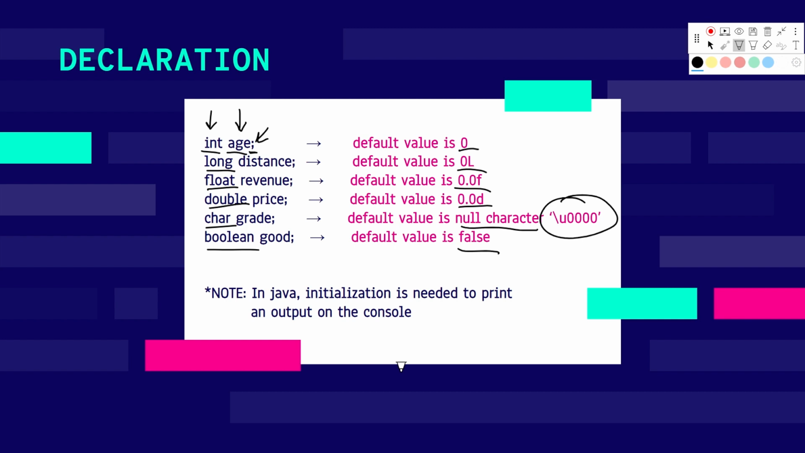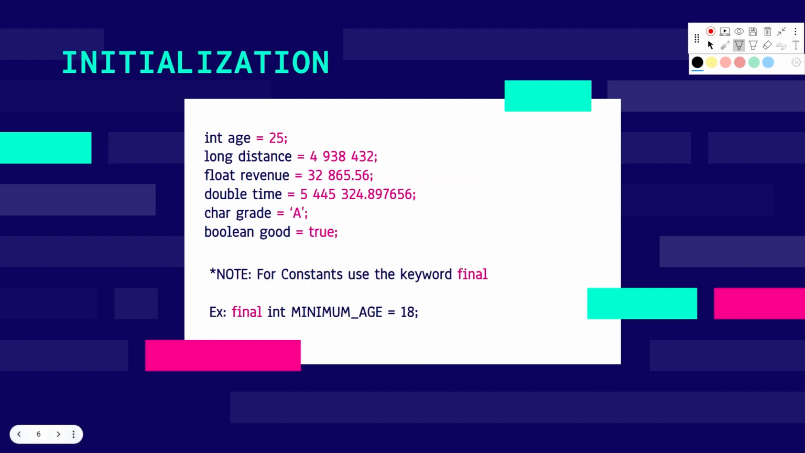It's important to note that in Java, initialization is needed in order to have an output on the console. So these default values, you will not be able to see them printed in the console. If you try to print, for example, boolean good and then semicolon, you will not see false as the output in the console, because we need another part. We need the declaration, but we also need the initialization in Java. So let's look at the initialization now.